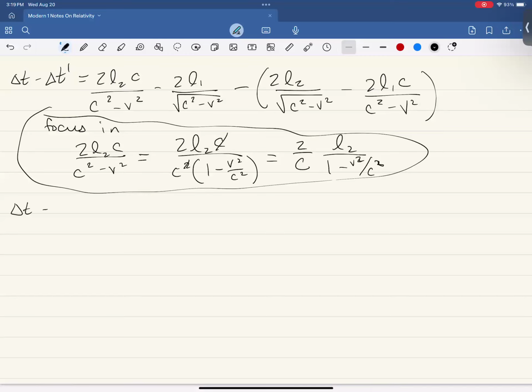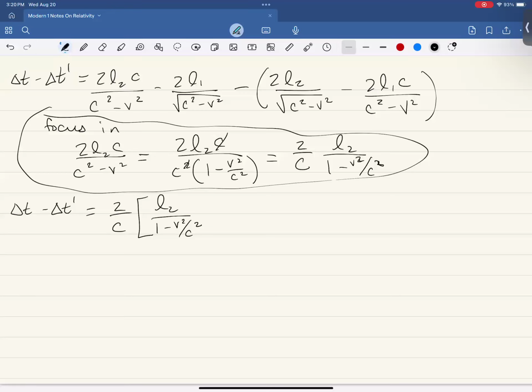So here you have delta t minus delta t prime. And then that gives me, here we have our pulling 2 over c out from everything. We have L2 over 1 minus v squared over c squared. That gives us one term. Okay. Now, I'm going to do the same factoring out with this second term, 2L1 over the square root of c squared minus v squared.